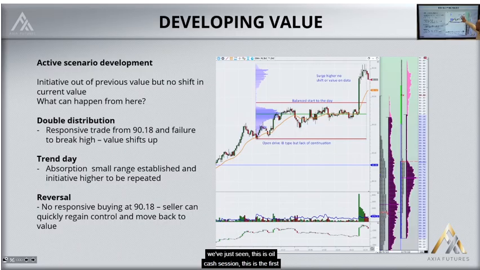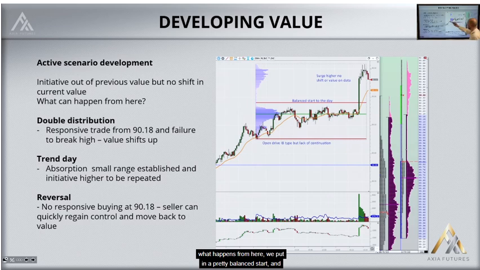So what we've just seen, this is the oil cash session, a 1 minute chart. We have opened in the middle of value, in the middle of range, around about the close of the previous day. So straight away, you've got very little information here. There's nothing to suggest direction based on the previous day. So we're now waiting on what happens from here.